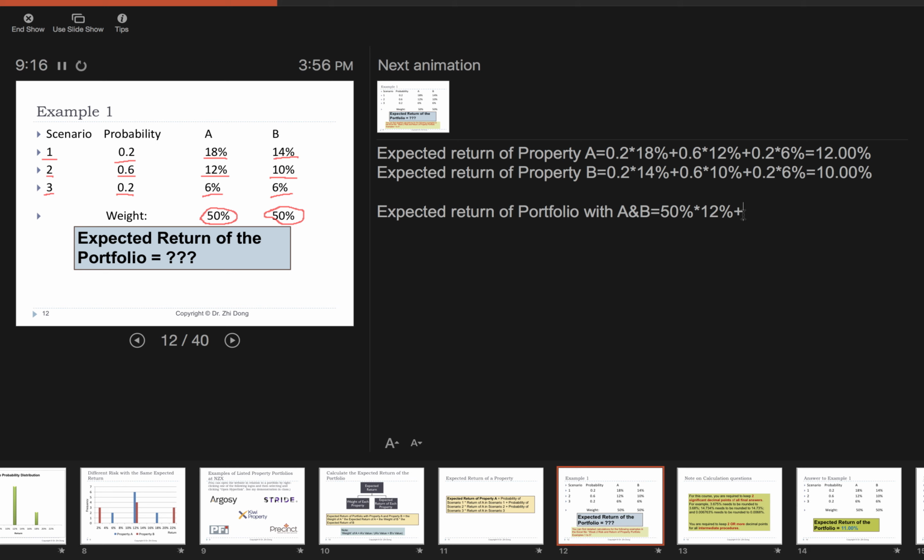Then we plus the contribution from property B: 50% times property B's expected return, 10%. So then we will get 11% expected return for the overall portfolio.